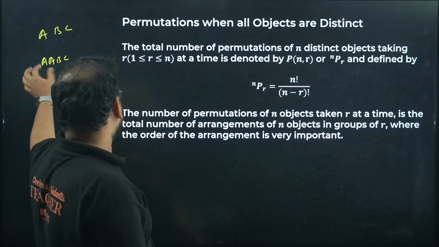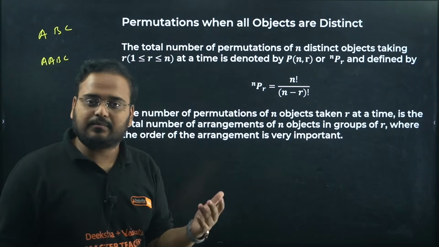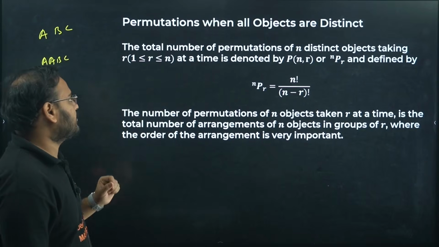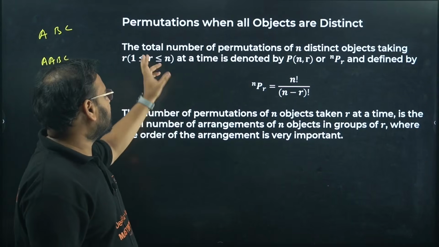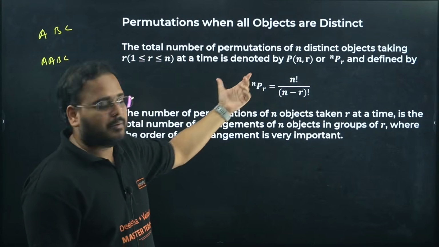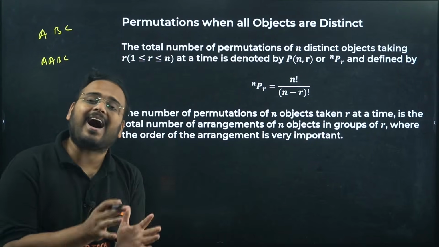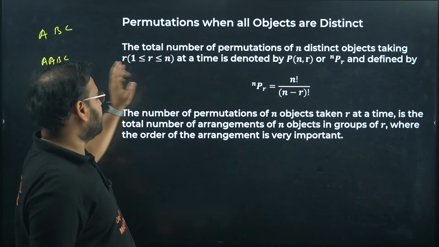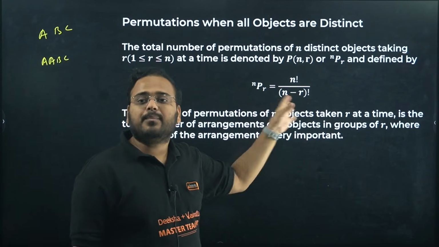Okay, the number of letters is 4 over here, with 2 being repeated. We'll see questions like that when they come, but right now let's focus on this concept. When the objects are distinct, the total number of permutations, or arrangements, of n distinct objects taking r at a time, I can take 1, 2, whatever it is, r at a time, starting from 1 to n, of course, is given by nPr.